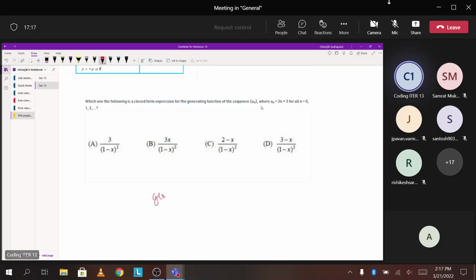Okay. So g of x we generally, so here as you can see n equals to 0 to infinite, then a n into x to the power n, in this form.